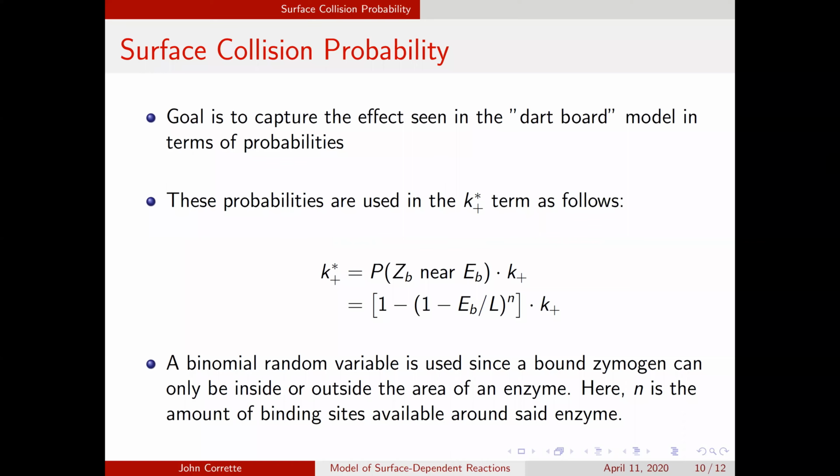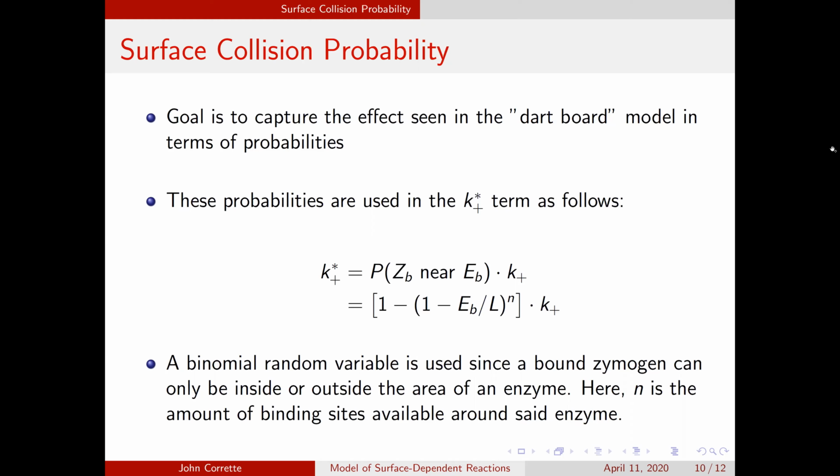So we capture the effect of this dartboard model in terms of probabilities by modifying the old K plus term from old mathematical models with this probability of a zymogen being near an enzyme. We modeled this with a binomial where our probability, EB over L, is the proportion of the surface taken up by the enzyme's area, and N is the number of sites around the enzyme that are available for a zymogen to bind. This N parameter is currently unknown.